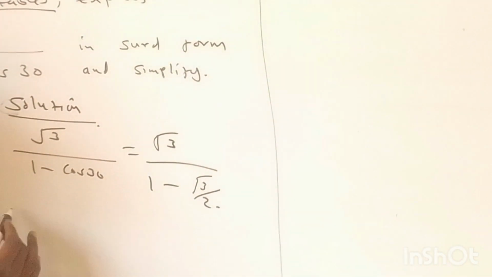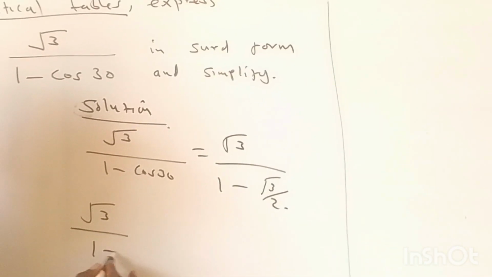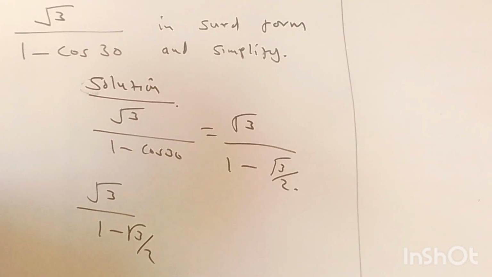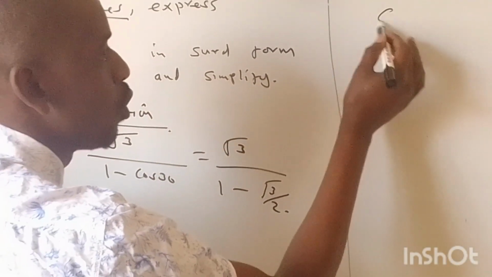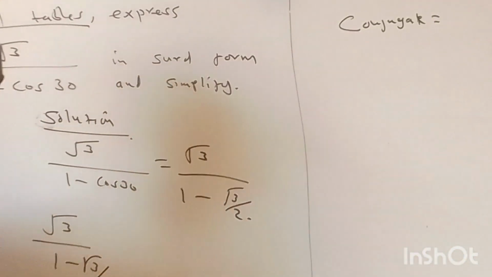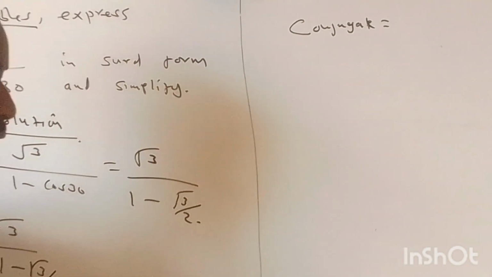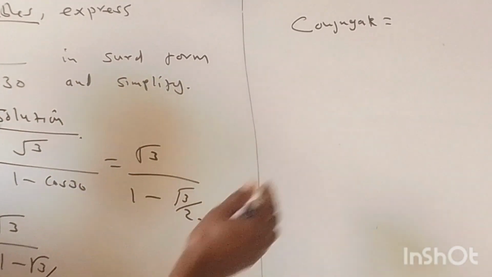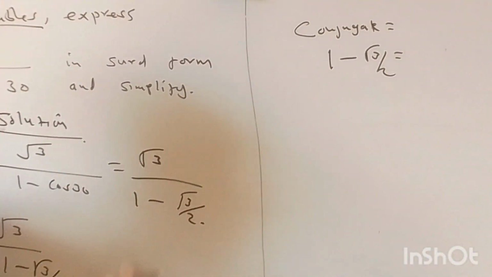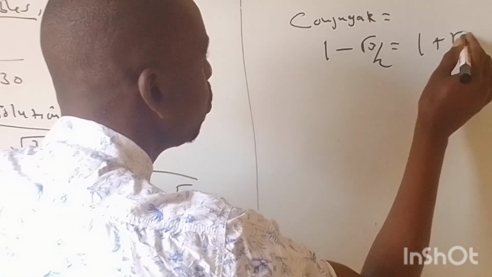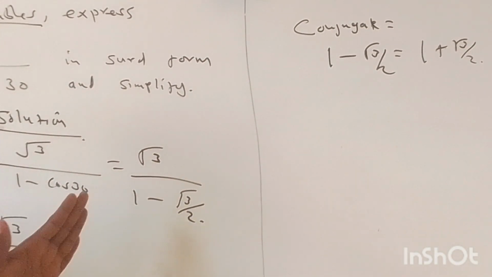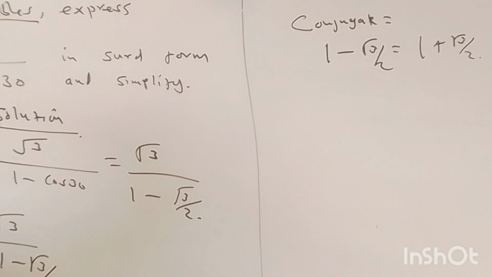If you want to simplify a surd, you multiply top and bottom by what we call the conjugate. And what is this conjugate? The conjugate means it takes the opposite sign of whatever you have in the denominator. For example, if we have 1 minus root of 3 over 2, its conjugate is the opposite sign, which is 1 plus root of 3 over 2. So that is the conjugate.